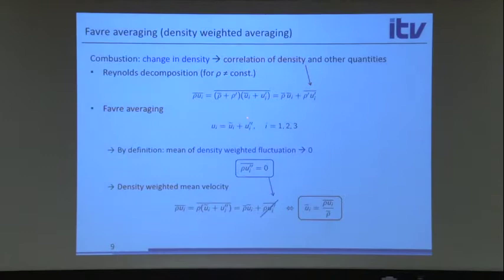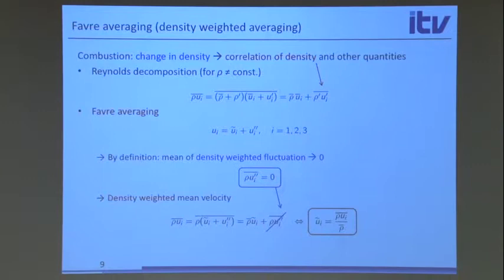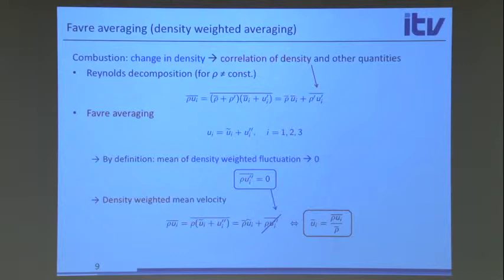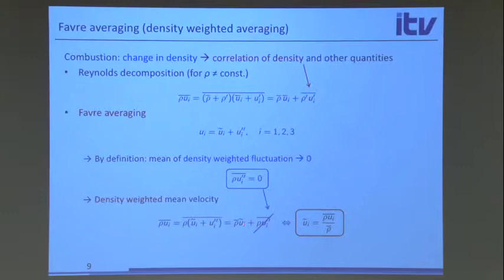And the way we define it, we really define it so that this term here is zero, okay? So if we say this term here should be zero, then this is exactly what I just did. You get this second term here, and then we just say this second term should be zero. And then you see u tilde has to be defined as rho u bar divided by rho bar. Then this is zero, okay?